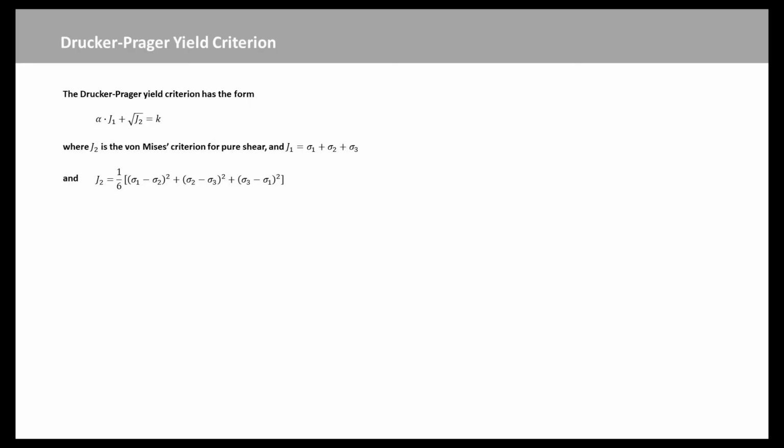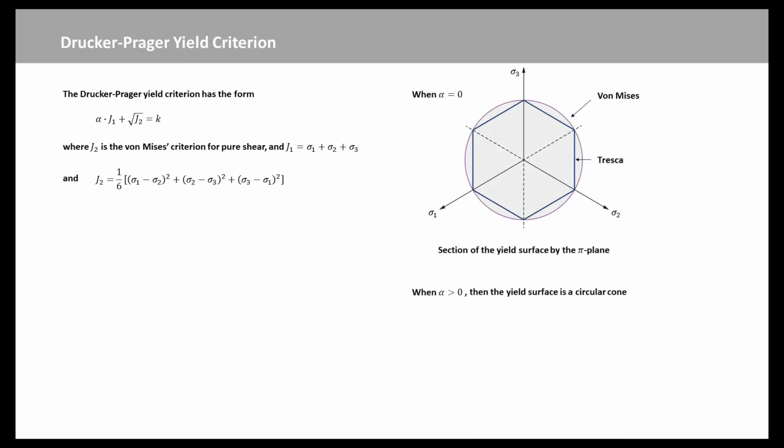The Drucker-Prager yield function can be written in terms of the principal stresses as this equation, where alpha and k are positive constants at each point of the material. J1 is the sum of the principal stresses. J2 is the second invariant of the stress deviator. If alpha is equal to 0, the yield surface in principal stress space is a right circular cylinder, the von Mises criterion. If alpha is larger than 0, the surface is a right circular cone with its axis equally inclined to the coordinate axes.